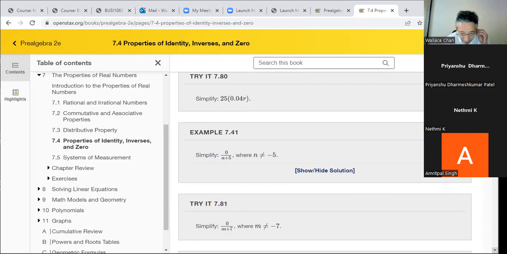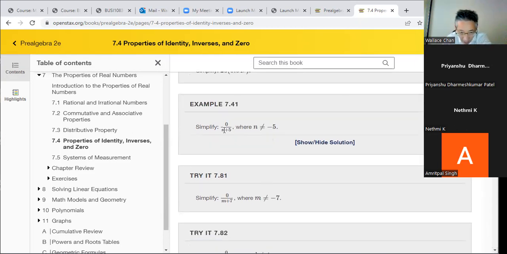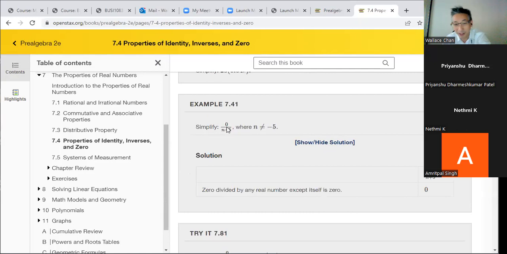And now how about 0 divided by n plus 5, where n is not negative 5? That has to be the case, because if n equals negative 5, then it becomes divided by 0, and it's undefined. In this case, it's not undefined, but it's 0 divided by a number. Whatever number it is, 0 divided by whatever is always 0. Unless 0 is divided by 0, then you can say it's undefined.